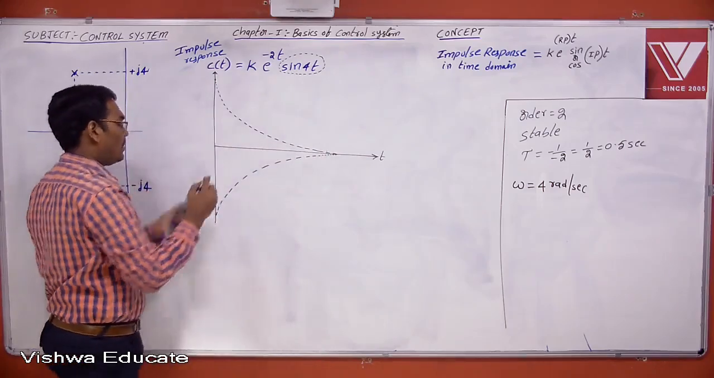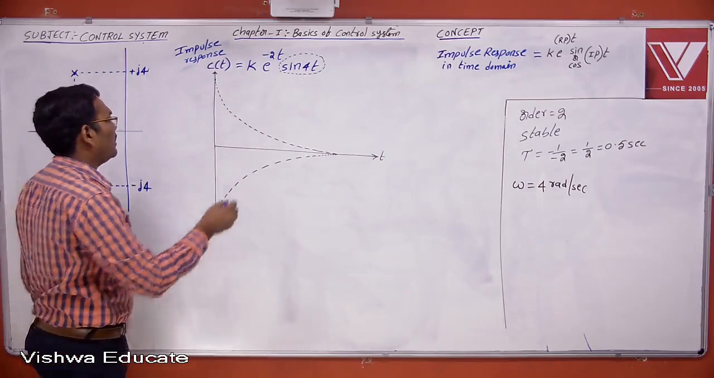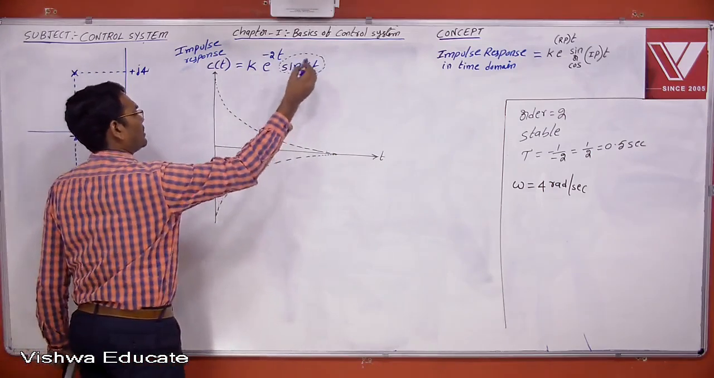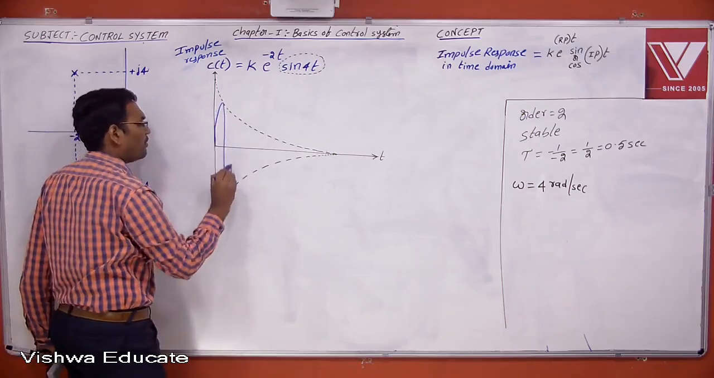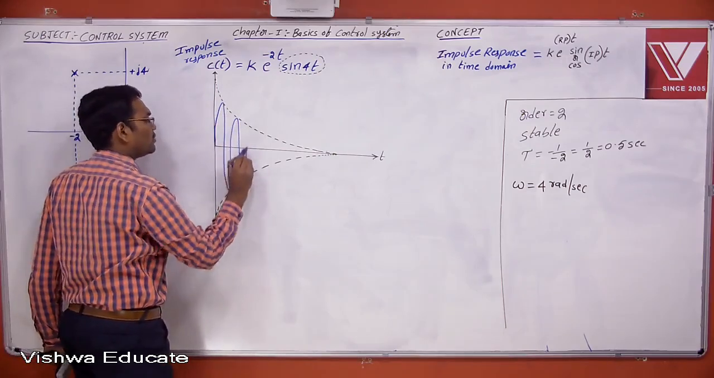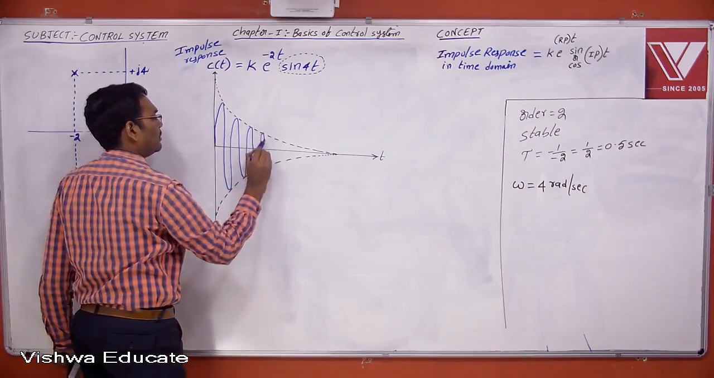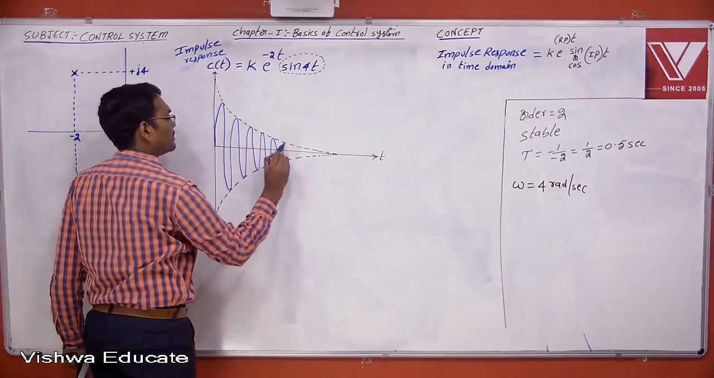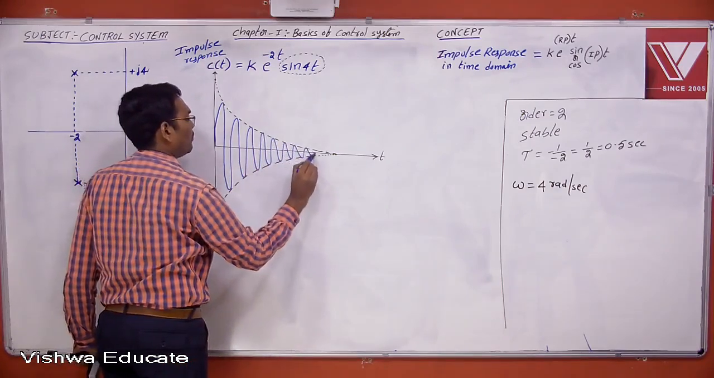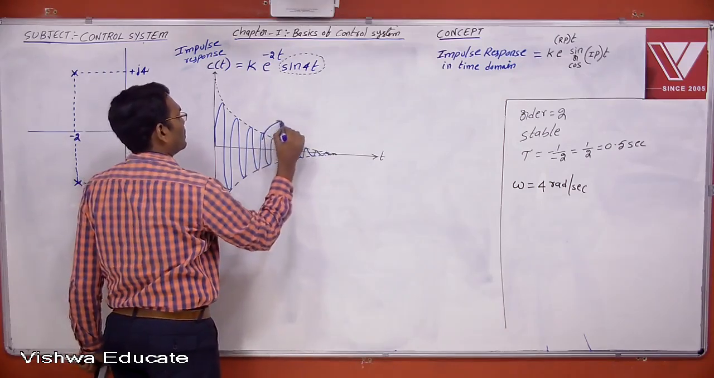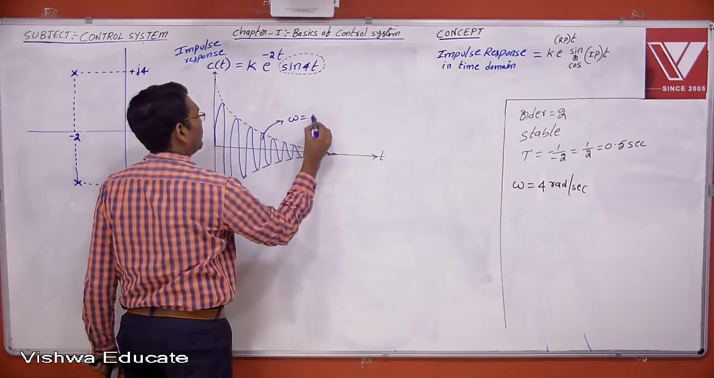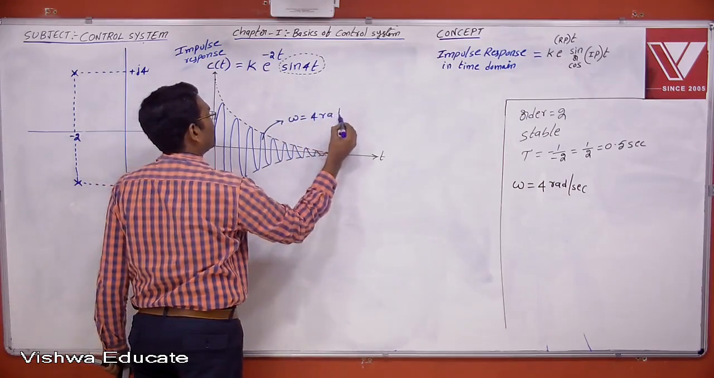And in the common area, then indicate the frequency of oscillation. What is the frequency of oscillation? In the common area, the frequency of oscillation is 4 radians per second. Therefore, this is the frequency of oscillation, which is 4 radians per second.